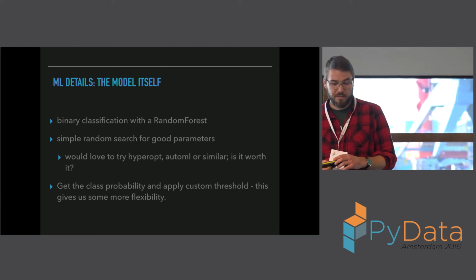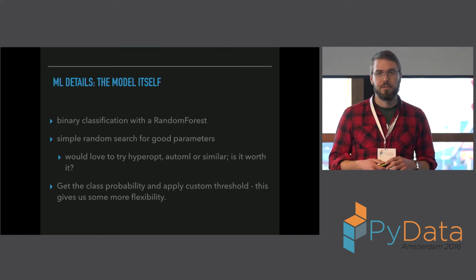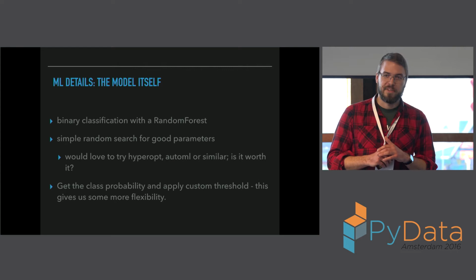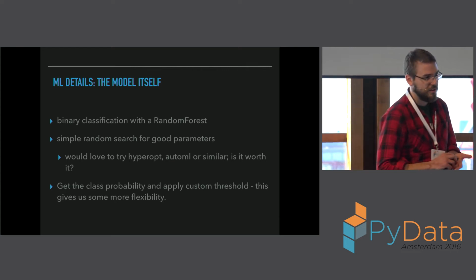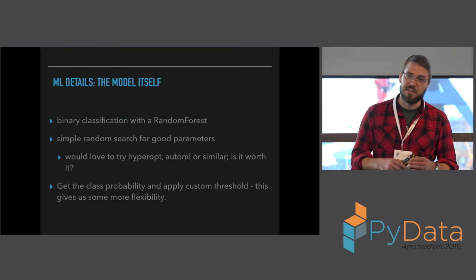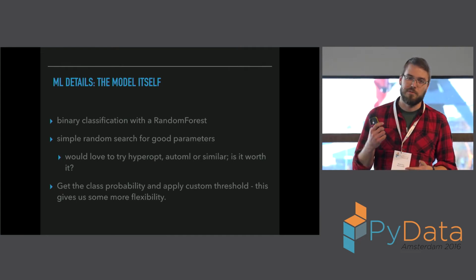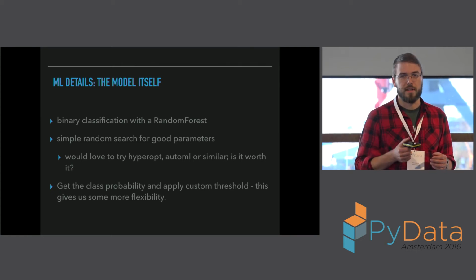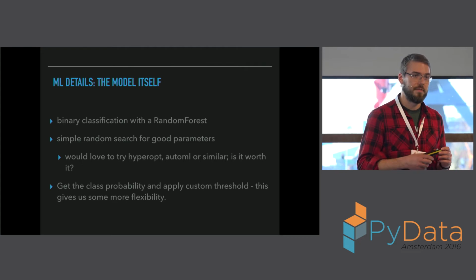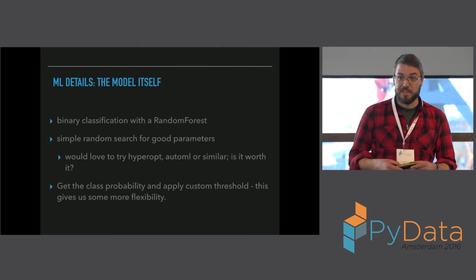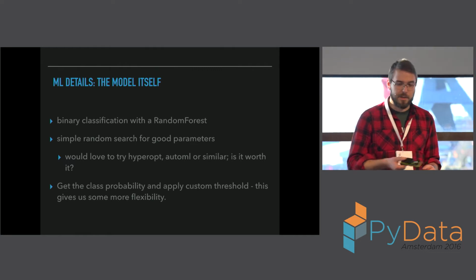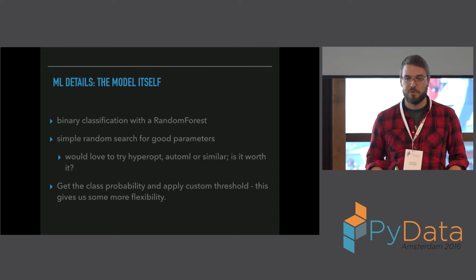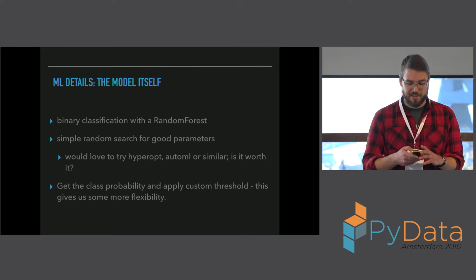It works well enough for now, and we put it in the random forest as a binary classification task. There isn't really much to be said about that. It's pretty straightforward. The only remaining question is how you choose your parameters, like the number of trees, the depth, the minimum samples per leaf node, and so on. So for now, I just have a simple random search through some predefined space. But again, if you have used something like hyperopt or AutoML, which are things to find sort of an optimal set of parameters, I would love to hear about that, and I would love to try them out.